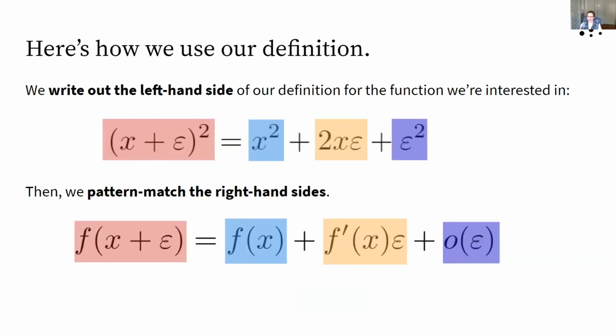So what we want to use our definition for is to figure out, from knowledge of what a function is, what that function's derivative is. The way we do it is we write out the left-hand side of our definition for the function we're interested in. The left-hand side of our function definition was f of x plus epsilon. So if we consider the function x squared, we would just be writing out (x plus epsilon) squared.